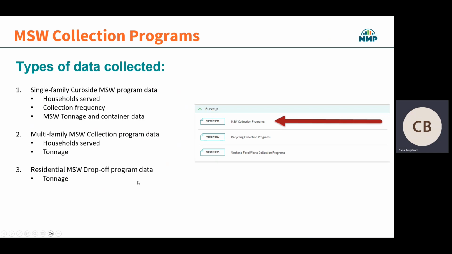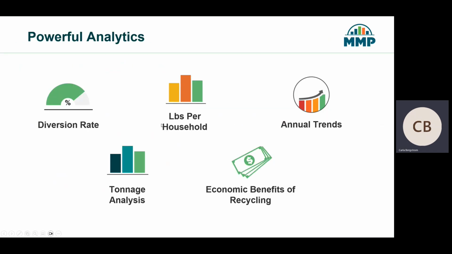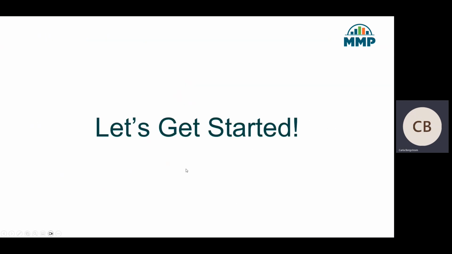So all of the data that gets entered into these surveys, as well as in the other surveys you see here over on the right, all get used to generate analytical reports. So once you've completed your surveys, within the MMP, you'll have access to numerous analytical reports: diversion rates, pounds per household, numerous trend reports, tonnage analysis reports, and economic benefits of recycling. So hopefully after today, you'll be able to get started and complete those surveys. Let's go ahead and take a look at the new MMP.